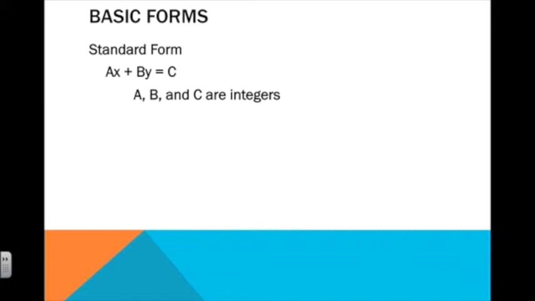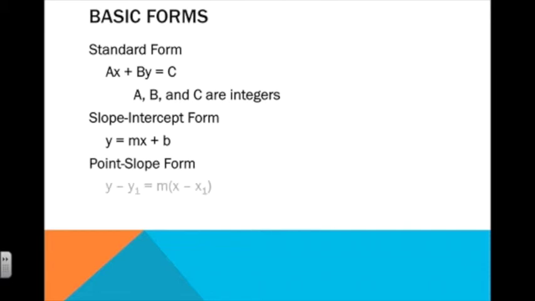Now the other 2 forms are slope-intercept form. This is the equation y equals mx plus b, and you should recognize m as slope. And then the last one is point-slope form. Now this one's a little bit different, but it's y minus y sub 1 equals m, again our slope, times the quantity x minus x sub 1.